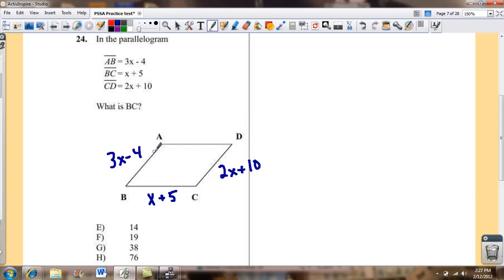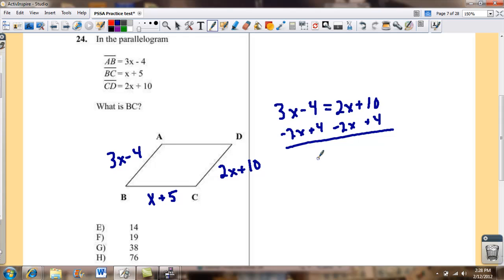Hopefully you remember that opposite sides of a parallelogram are congruent, so I can set 3x minus 4 equal to 2x plus 10, and we can solve for x. This is a relatively easy equation to solve. I'm going to subtract 2x on both sides, and I'm going to add 4. So let me quickly show you that. I'm going to subtract the 2x on both sides of my equal sign. I'm going to add 4, and when you do that, you're left with 1x equals 14. So if x is 14, BC has to be 14 plus 5, which is 19. So letter F.